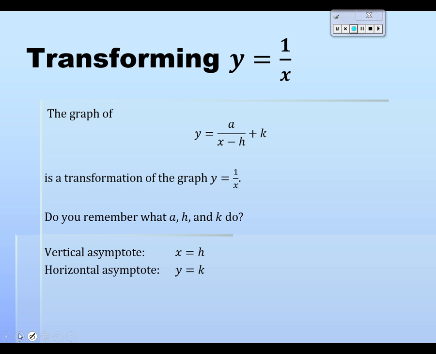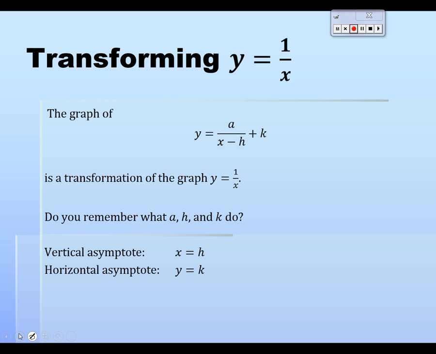So anyway, the point is all the things you know and love, right? K moves it up and down. H moves it left and right. A is a vertical stretch or shrink. Also, A can flip the graph. Instead of looking like this, it would look like this, right? You flip over the x-axis.